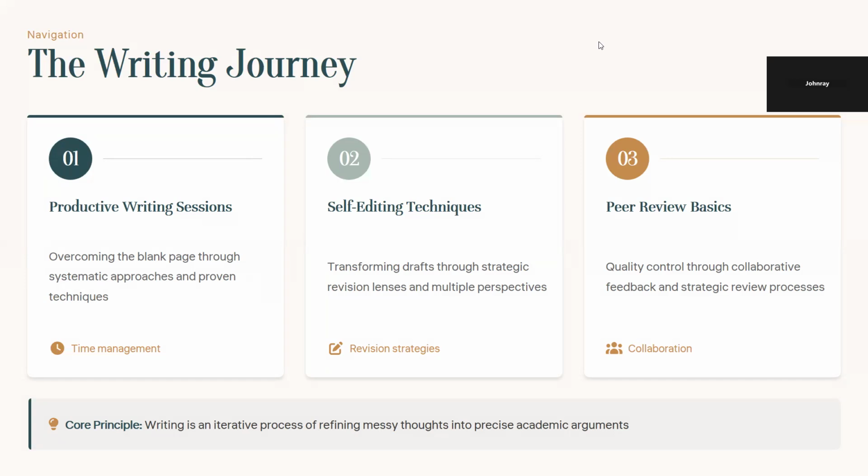Yes. So the second thing we'll also look at is self-editing techniques. How can I edit my own writings? What should I do? How can I know there's an error here? What should I do to find out the minor errors and the major ones to be able to correct them? Then the last thing we'll look at is the peer review basics.